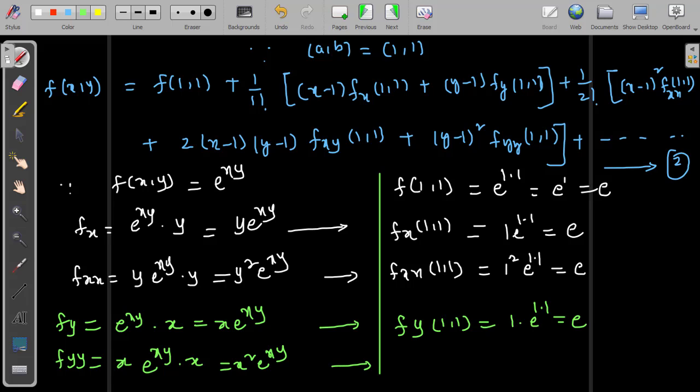Now afterwards, substituting the point, f double y at 1 comma 1 gives 1 square times e power 1 times 1, equal to e. We are left with only the mixed partial derivative lastly.